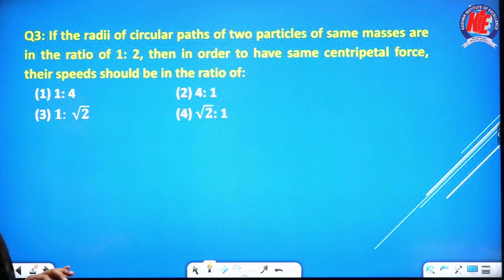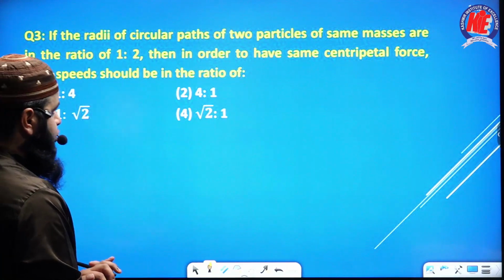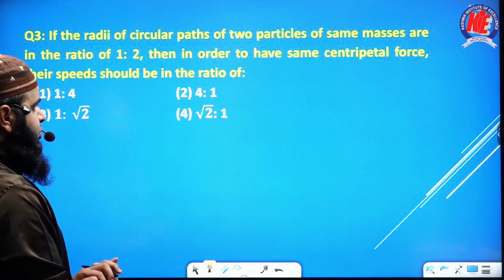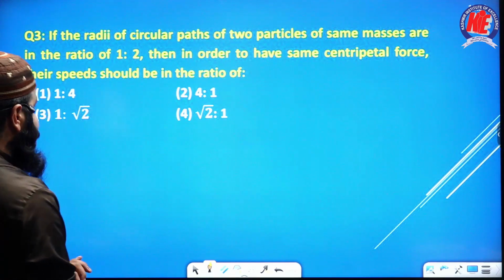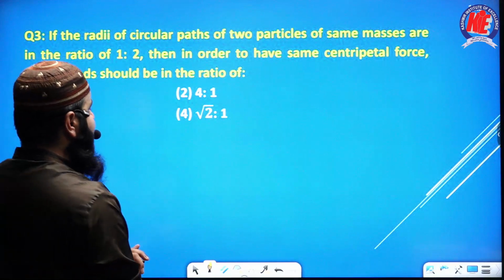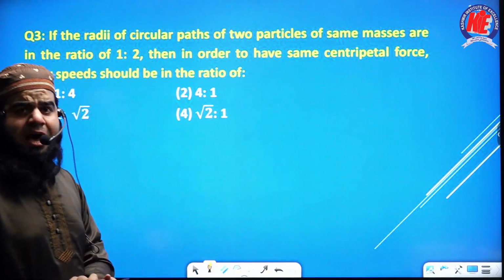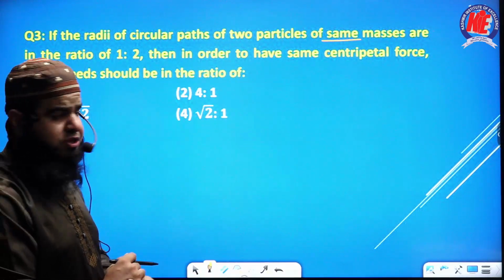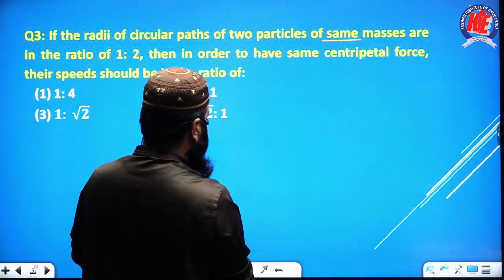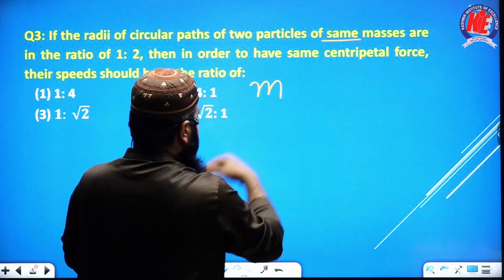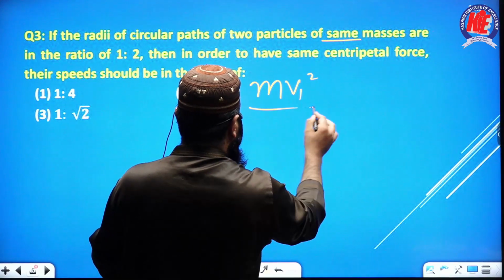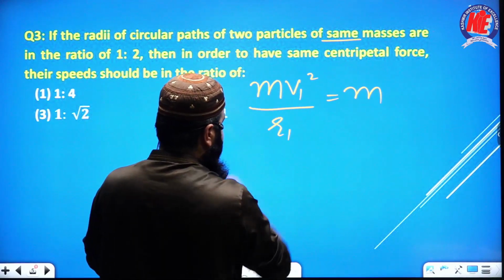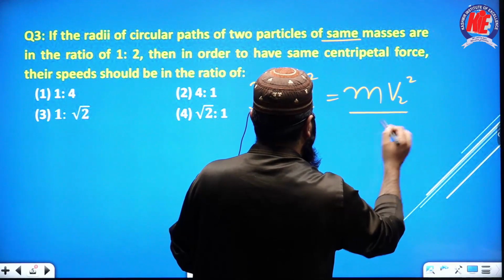Next question please. If the radii of circular paths of two particles of the same masses are in the ratio 1:2, then in order to have the same centripetal force, their speeds should be in the ratio of. So we have a situation where two particles have the same mass and they also have the same centripetal force. Centripetal force is given by mv square by r. I will take the speed of one as v1 squared and its radius r1, and the mass of the other is the same, that's m only, and in place of v1 I will write v2 squared divided by r2.